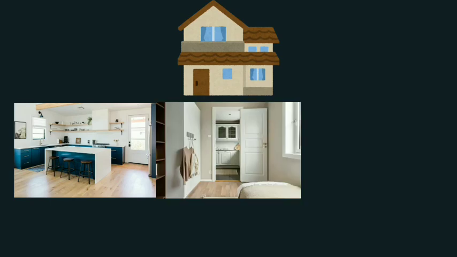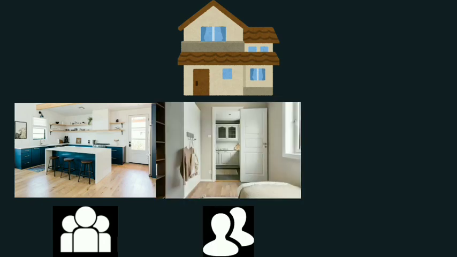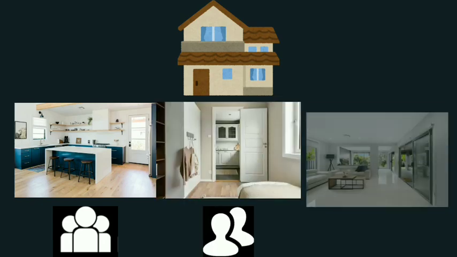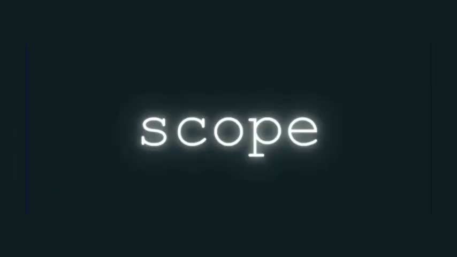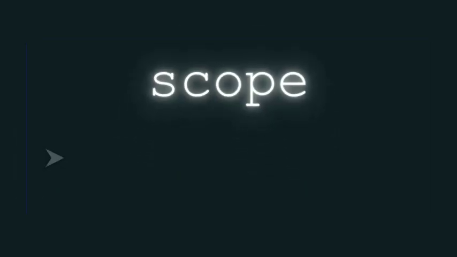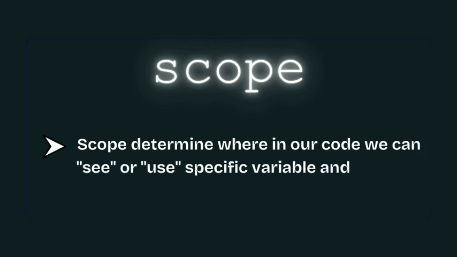Now, let's imagine that your house has different rooms, such as kitchen, bedroom, and living room. Only people who are in the kitchen can use kitchen items, and the same goes for the bedroom. Only people who have permission can enter. As for your living room, everyone can access the shared items. Scope works the same way with variables in your code. In simple terms, scope determines where in your code you can see or use a specific variable and function.